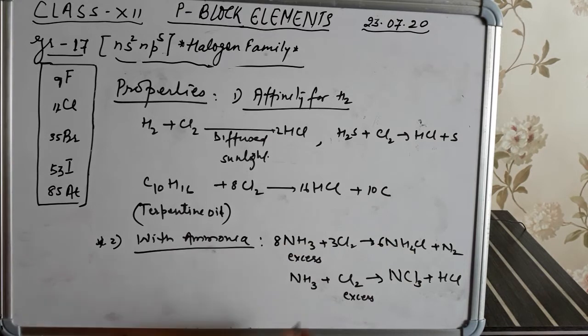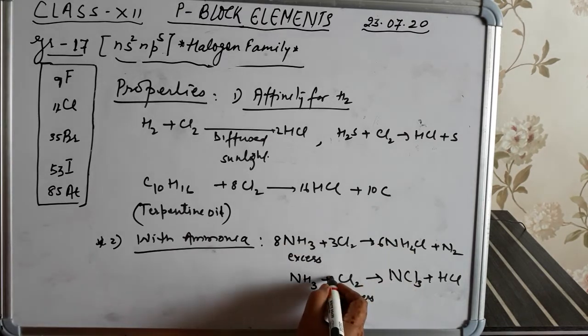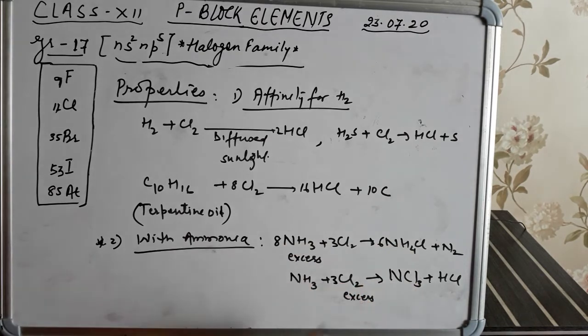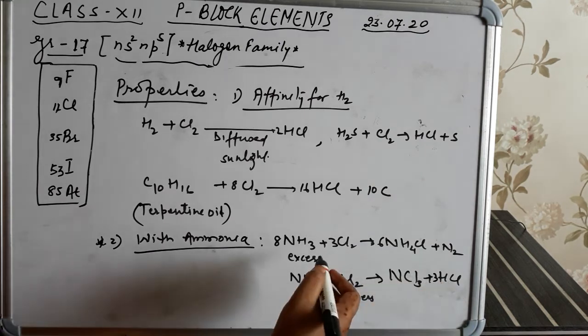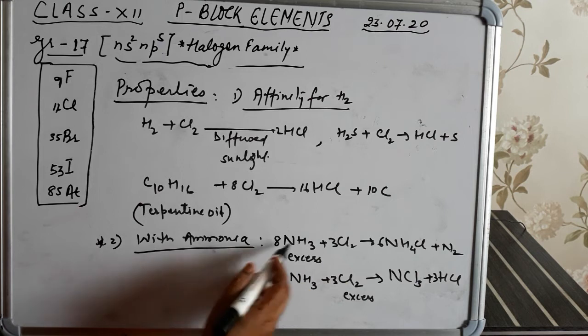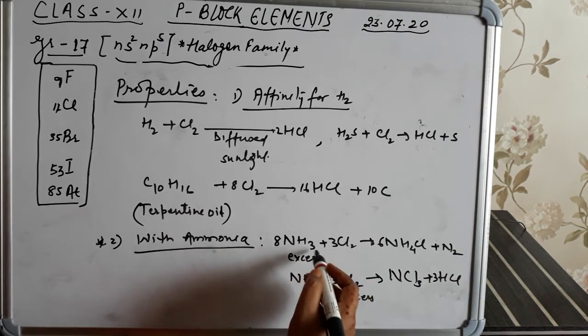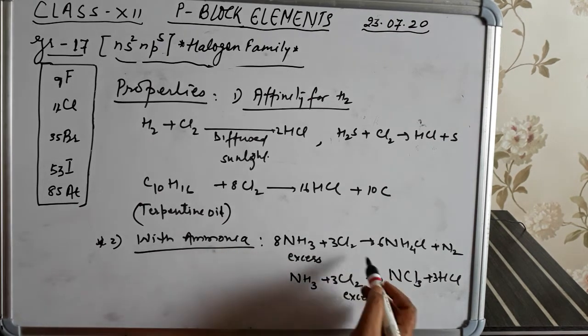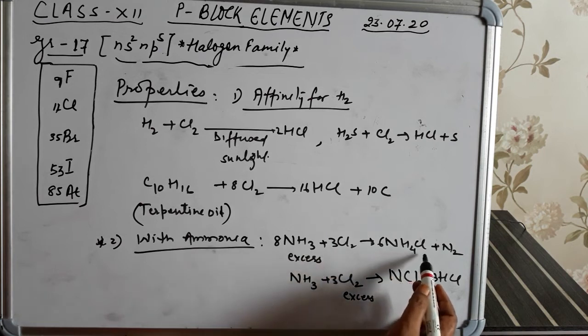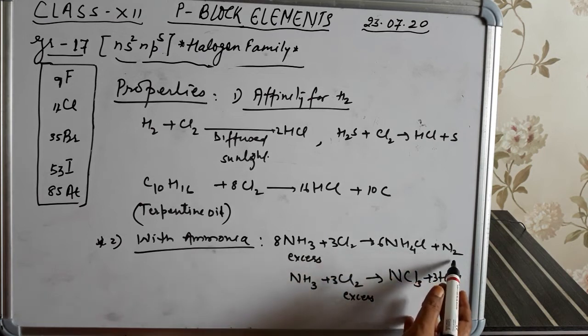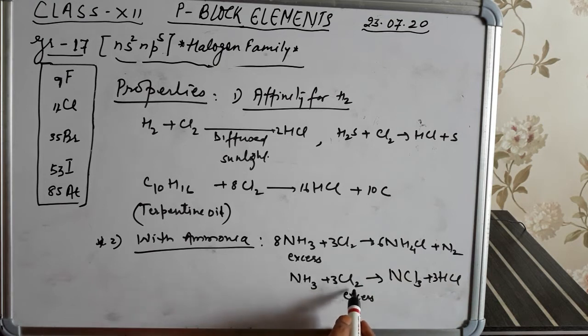8NH3 plus 3Cl2 gives 6NH4Cl plus N2, and NH3 plus 3Cl2 gives NCl3 plus 3HCl. So if ammonia is taken in excess, then when chlorine is treated with ammonia in the greater ratio, ammonium chloride forms and nitrogen gas evolves. But when chlorine is taken in excess and treated with ammonia, it will form nitrogen trichloride and hydrochloric acid, a hydrogen chloride compound.